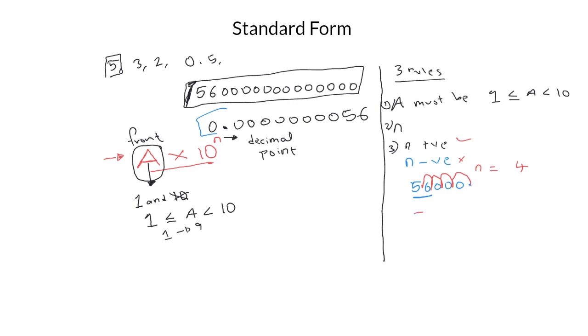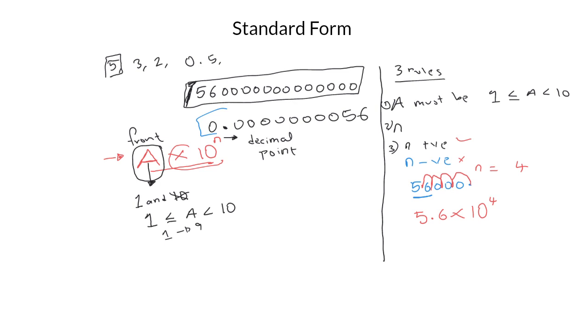So how do you write that? Remember, the front number is going to be 5.6. So now you're writing it in this form. It's going to be 5.6 multiplied by 10. How many times? 4. 5.6 times 10 raised to the power 4. Do you see it? That's how easy it is.